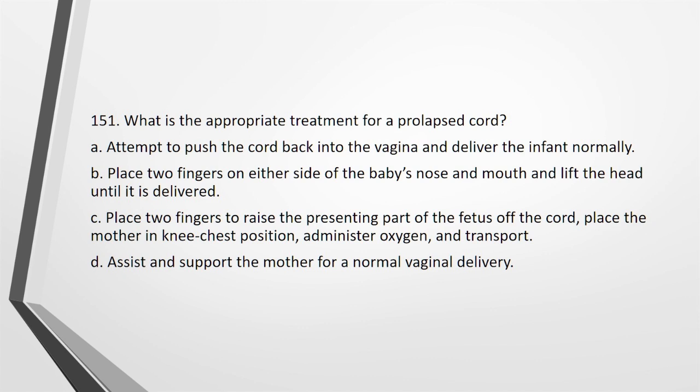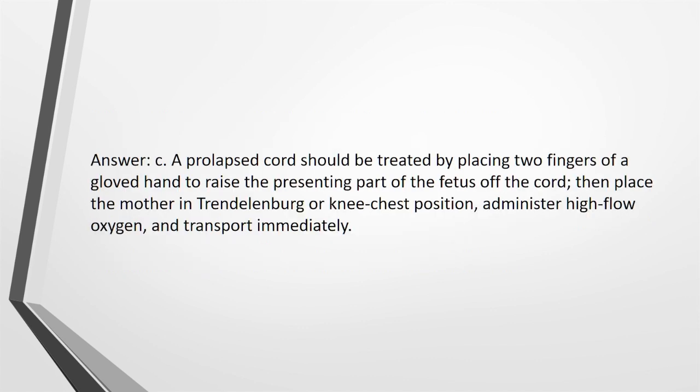151. What is the appropriate treatment for a prolapsed cord? A. Attempt to push the cord back into the vagina and deliver the infant normally. B. Place 2 fingers on either side of the baby's nose and mouth and lift the head until it is delivered. C. Place 2 fingers to raise the presenting part of the fetus off the cord. Place the mother in knee-chest position, administer oxygen, and transport. D. Assist and support the mother for a normal vaginal delivery. Answer. C.